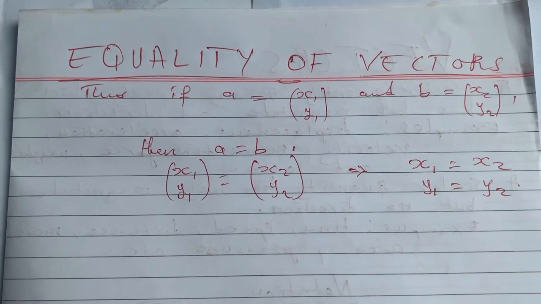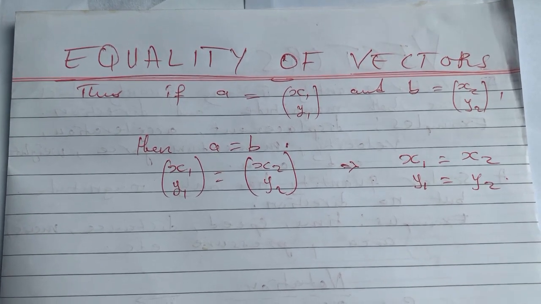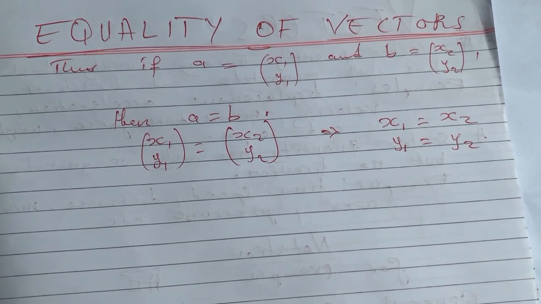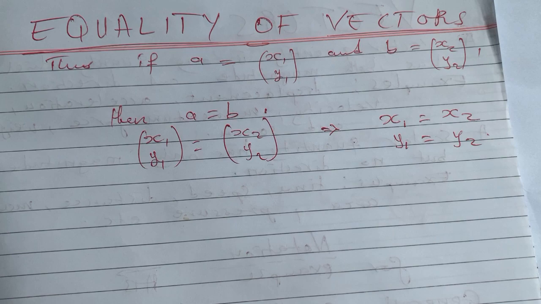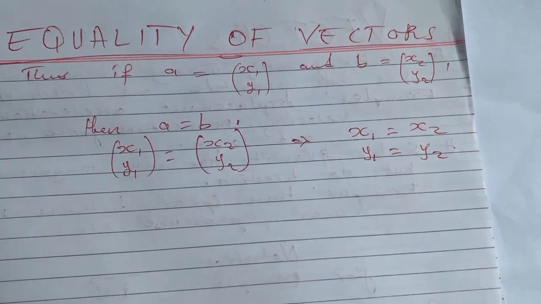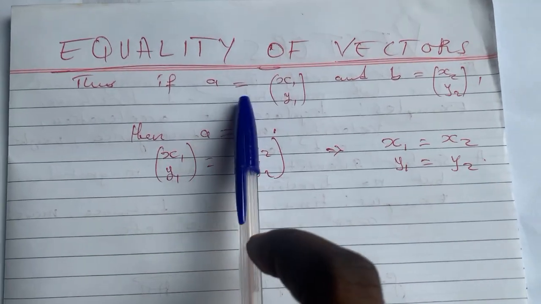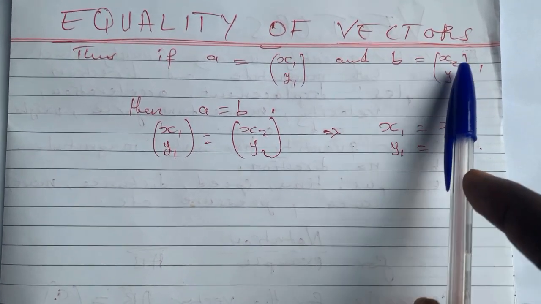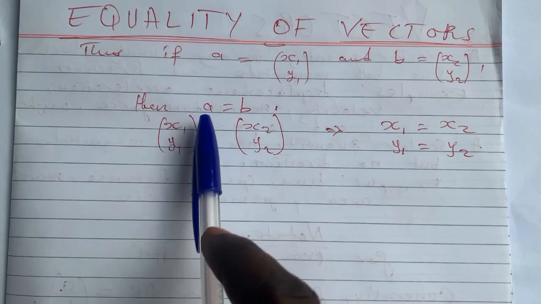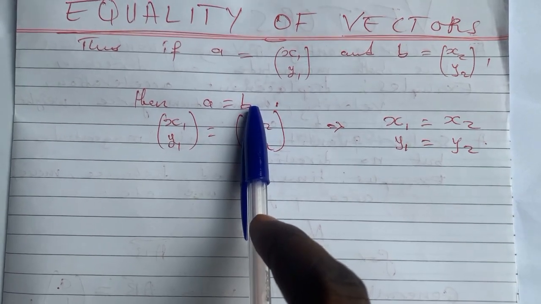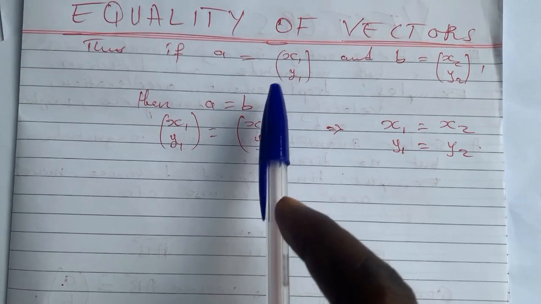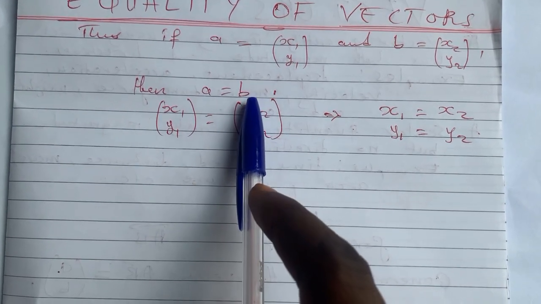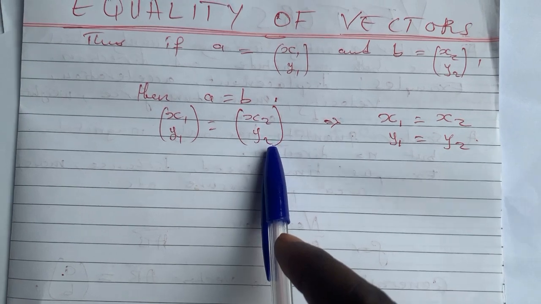Equality of vectors. In our previous video, we discussed it. Two vectors are said to be equal or equivalent if they have the same magnitude and direction. Thus, if vector A is equal to (x1, y1) and B is equal to (x2, y2), then vector A is equal to vector B. If this is true, then the components of vector A, (x1, y1), are also equal to the components of vector B, (x2, y2).